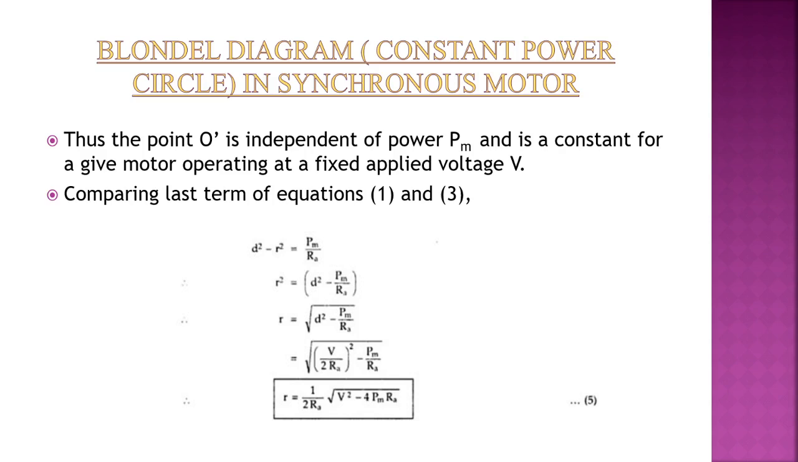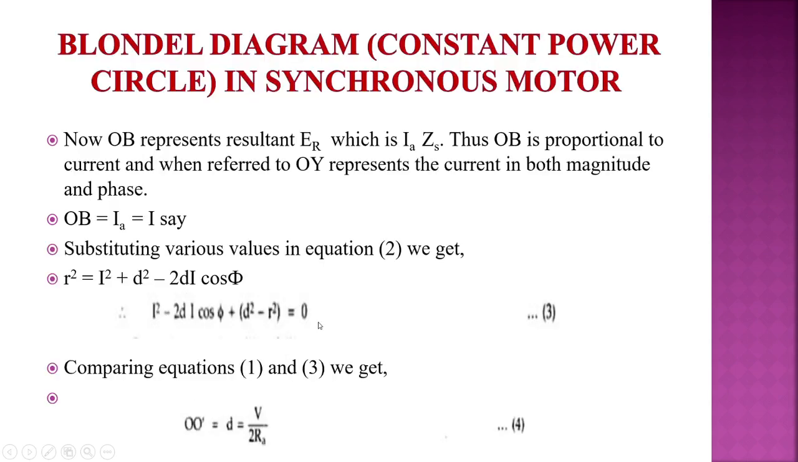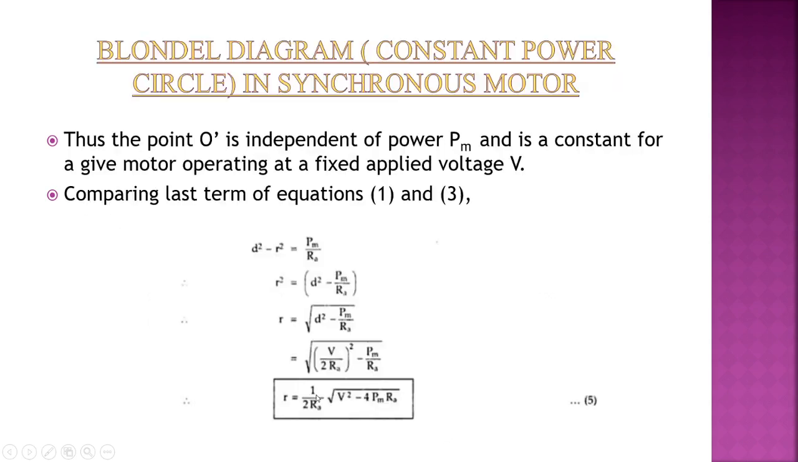Now comparing the last terms of equation 1 and 3, D square minus R square is equal to PM by RA, or R square is equal to D square minus PM by RA. So R is equal to the square root of D square minus PM by RA. The value of D we got is V by 2 RA. Substituting V by 2 RA in place of D, we get V by 2 RA whole square minus PM by RA. Now R is equal to 1 by 2 RA root of V square minus 4 PM RA.